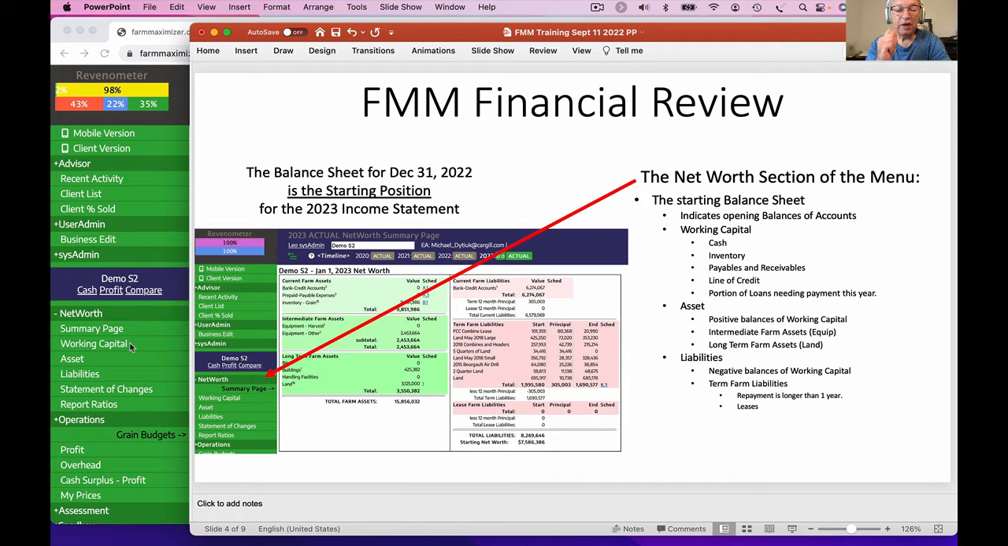So we do this in Farm Maximizer. We have a net worth starting position, and it's in the net worth section of the program. So this would be your starting balance sheet for 2023 would be the ending balance sheet for 2022. And it's going to comprise of working capital, assets, and liabilities.